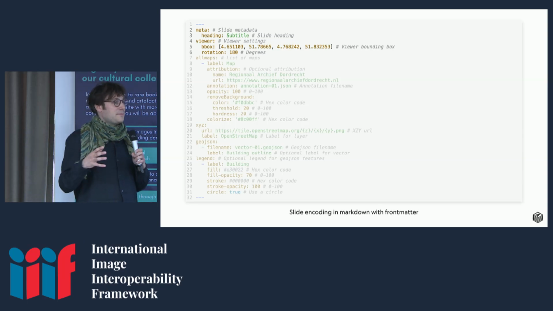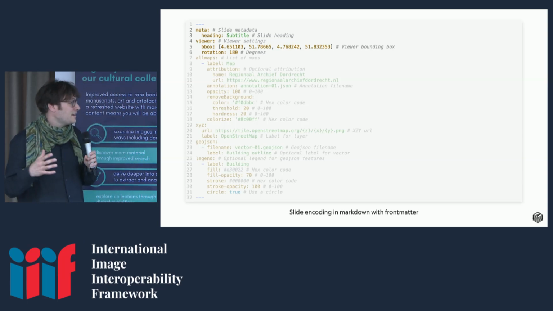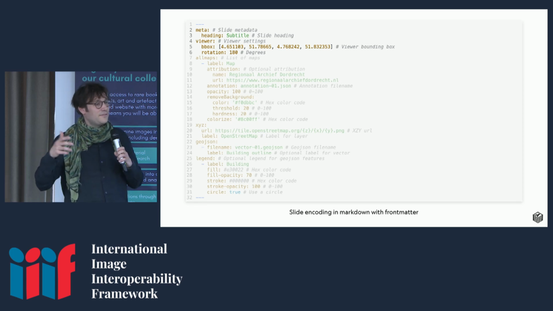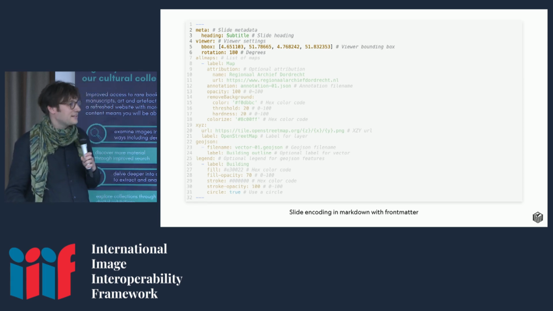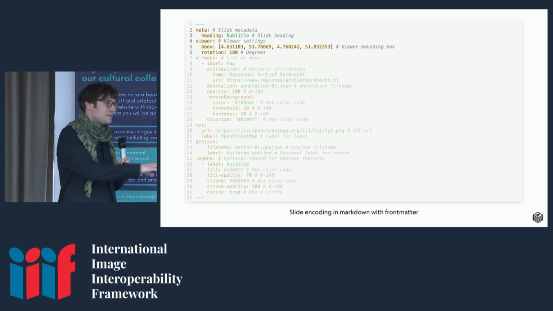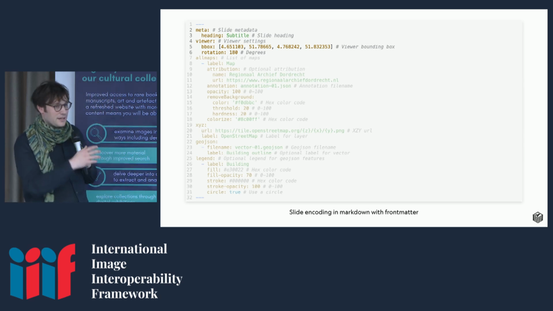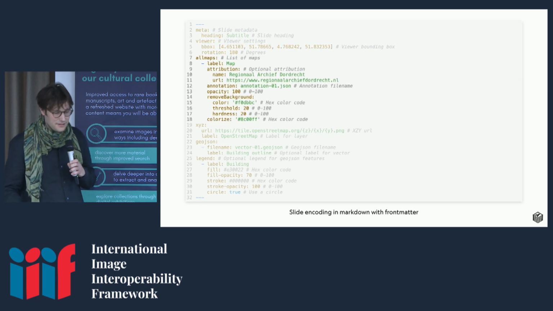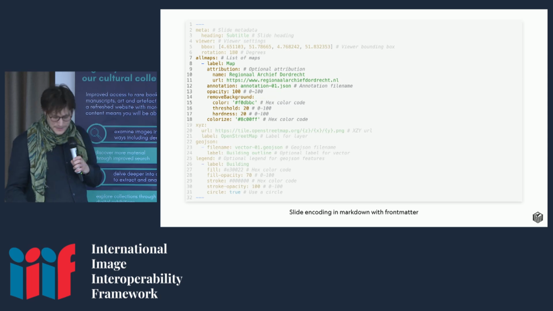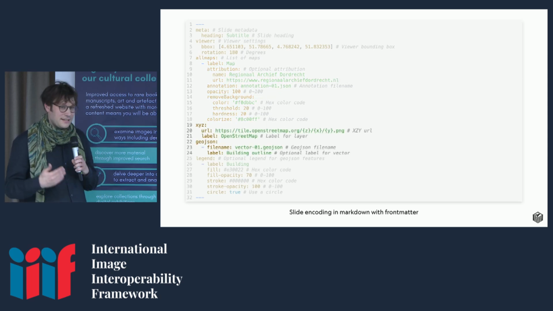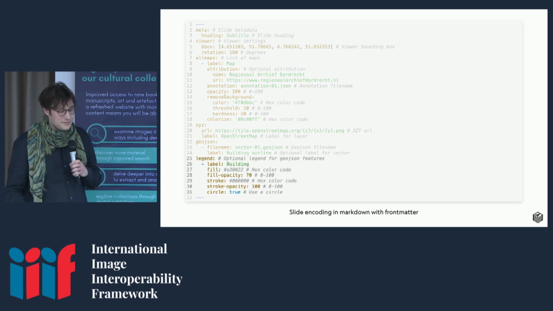So all these slides were encoded in a markdown file, for each slide, and it contains some front matter. And we built the application, but the students put in all the data. So they could say where the map should be located. They could add Allmaps layers and add labels to them and some tweaks if they wanted to. They could add additional layers like vector layers and also add a legend.